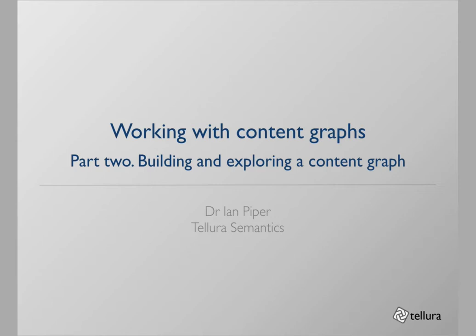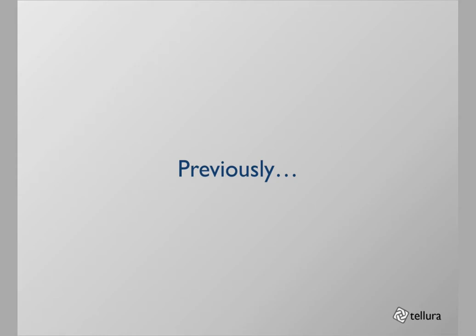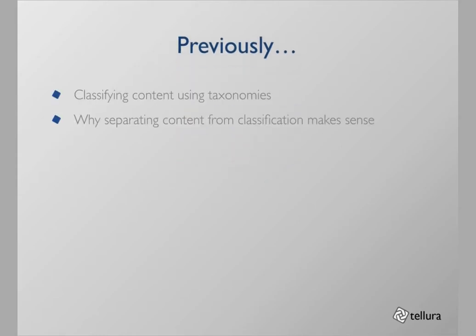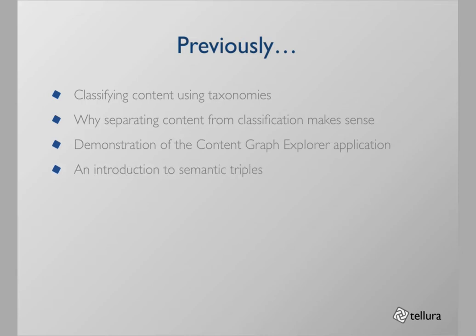In summary though, in the first part I talked about how we might want to classify content using taxonomies, why separating content from classification makes good sense. I demonstrated the Content Graph Explorer application and began to talk about semantic triples.